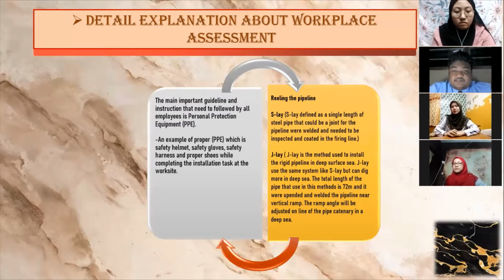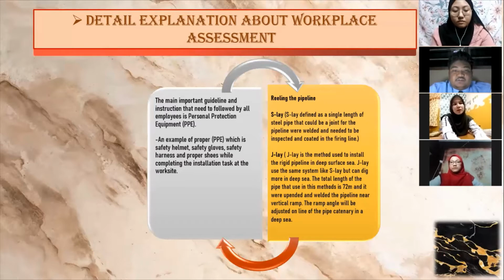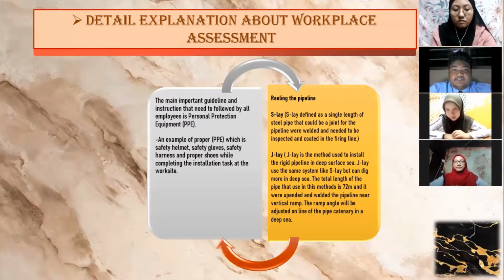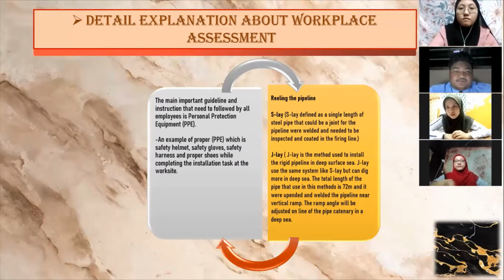SLE is defined as a single length of steel pipe that could be a joint for the pipeline, which is welded and needs to be inspected and coated in the firing line. The final one is JLA. JLA is the method used to install the rigid pipeline in deep surface, like in the sea. JLA uses the same system as SLE but can dig deeper in the sea. So I will pass to the next presenter to explain about new pipeline installation. Thank you.